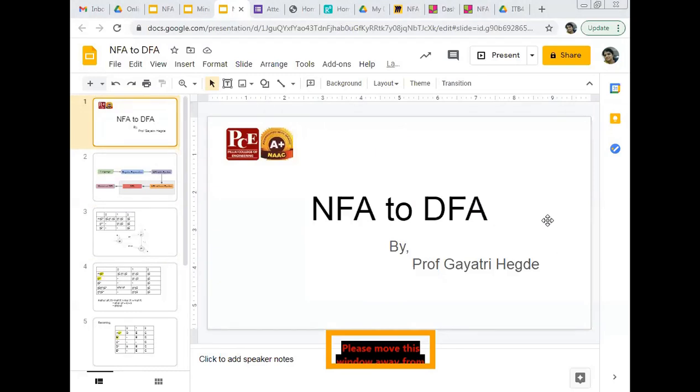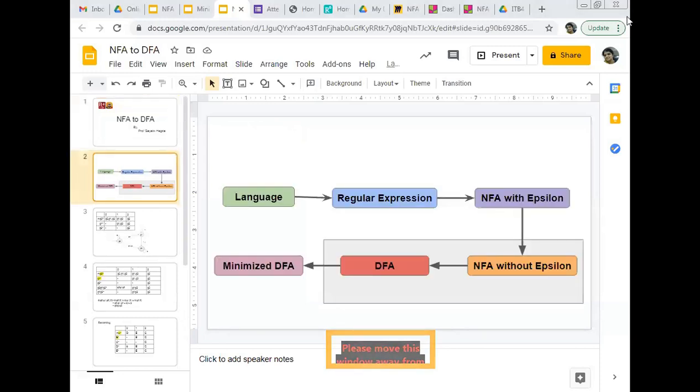In our previous lecture, where did we stop? If you remember this diagram, we have done language to RE. In our first lecture of language to minimize DFA, we have done language to RE. Then the next topic was RE to NFA with epsilon. We have drawn the diagram with NFA with epsilon.